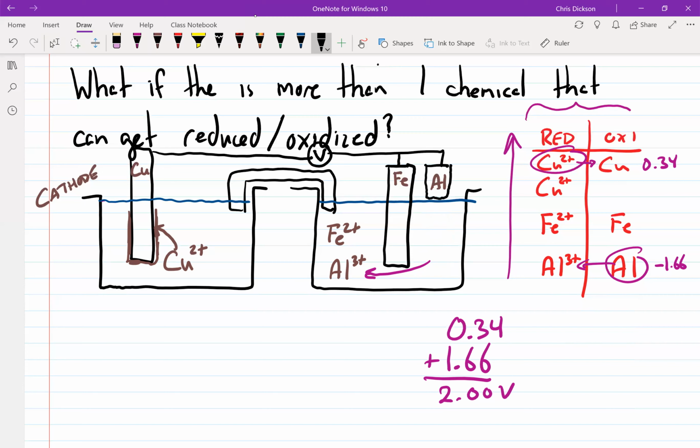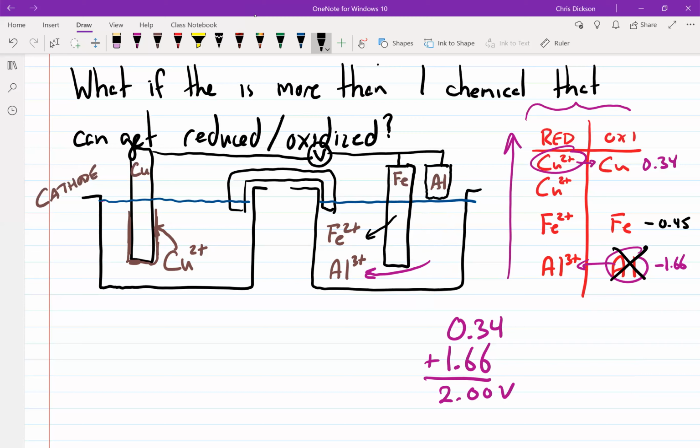Well, now what happens is you have no more aluminum. Aluminum's gone. So would the reaction stop? Would the battery just go to zero? Well, no, because you'd have this other metal that could wind up getting oxidized here. So the iron ions, they're at negative 0.45. And so what would wind up happening now is the iron metal would start undergoing the oxidation process.